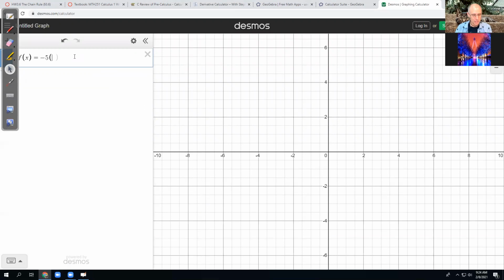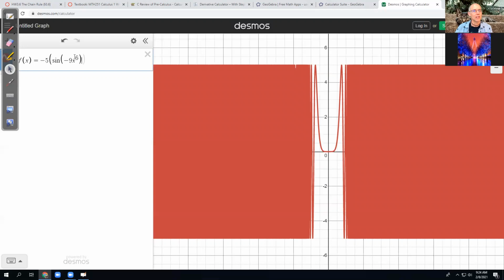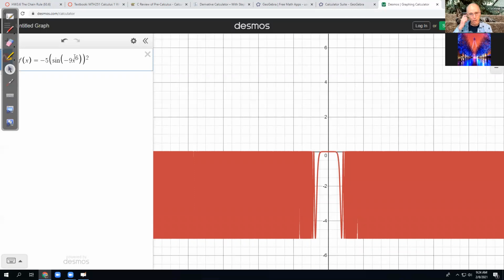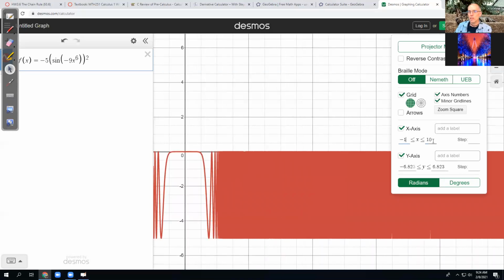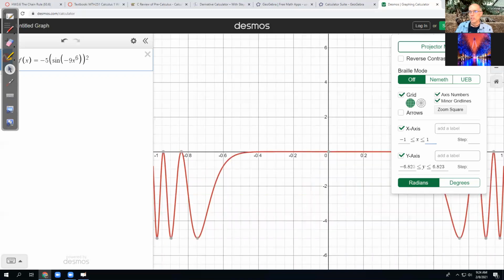-5 parentheses sine parentheses -9x raised to the 6th. Oh, okay, it's doing better. Close parentheses, and square it. Wow, okay, so this is cool. Desmos outdid GeoGebra here. And then let's zoom in there because it gets a little messy. The thing is with the 6th power, the period is increasing as we move out, or decreasing, I should say. So let's configure this to go from like -1 to 1 might be safer, be less messy, out in the fringes. Oh yeah, that's cuter.